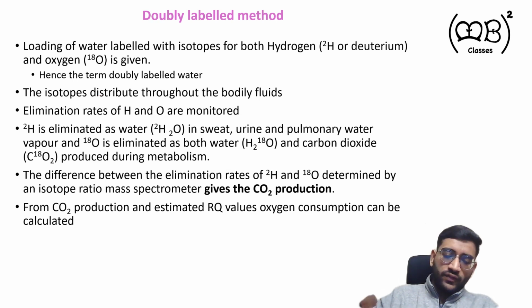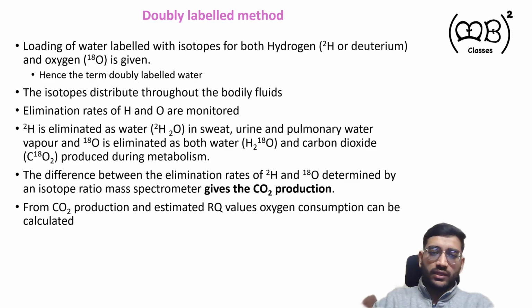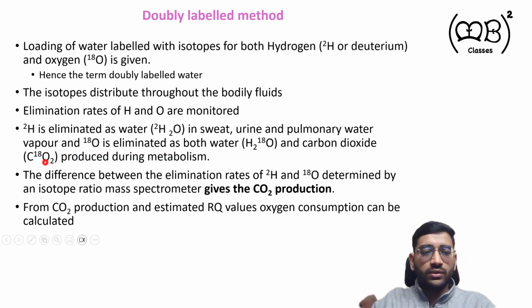After this, the elimination rates of hydrogen and oxygen isotopes are monitored. Where would they be eliminated? The hydrogen isotope would be eliminated as water in sweat, urine, and pulmonary water vapors, but oxygen would be eliminated both in water and also in carbon dioxide. So if I subtract the elimination of hydrogen from oxygen, the water would be cancelled out, but the carbon dioxide produced would be left. So the difference between the elimination rates would give me the carbon dioxide production.